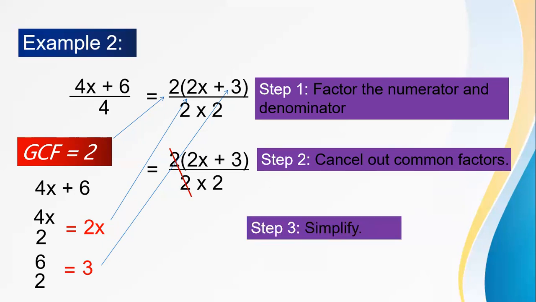Next, step 3, simplify, and therefore the remaining factor is 2x plus 3 over 2. So this will be your simplified form. This will be the lowest term of 4x plus 6 over 4. And therefore, this will be your answer.